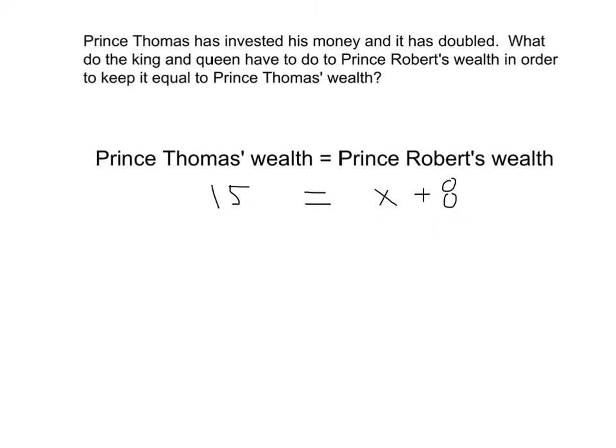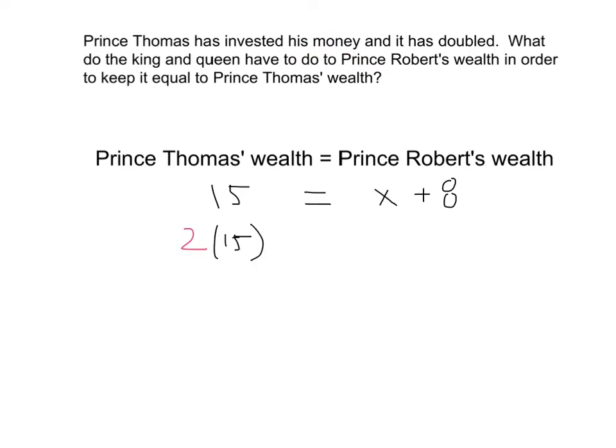Continue the story. Prince Thomas has invested his money, and it has doubled. What do the king and queen have to do to Prince Robert's wealth in order to keep it equal to Prince Thomas's wealth? All right, well, so Prince Thomas's wealth is going to double. Right? So let's show that. So we can multiply his wealth by 2. So 2 times his original amount of 15 gold coins.